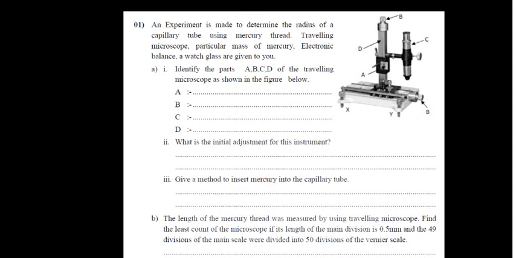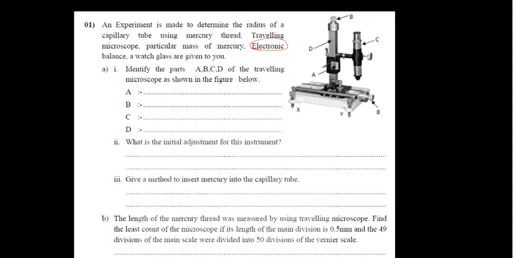An experiment is made to determine the radius of a capillary tube using a mercury thread, a traveling microscope, a particular mass of mercury, an electronic balance, and a watch glass. And you don't even know what these are yet. What is an electronic balance? You don't know. And identify A, B, C of the parts. That's the only thing you know so far.